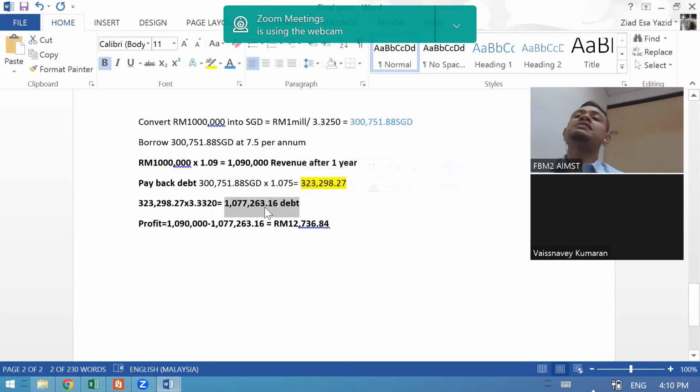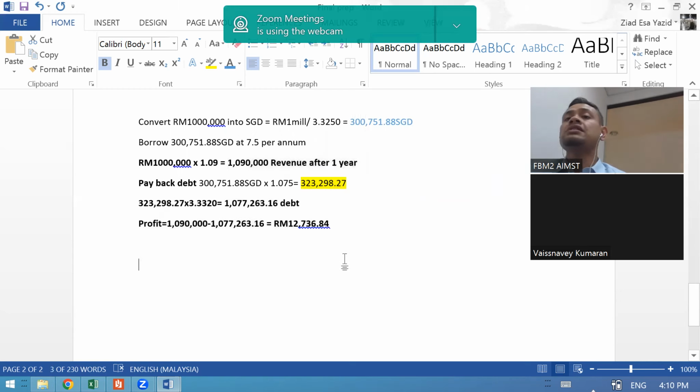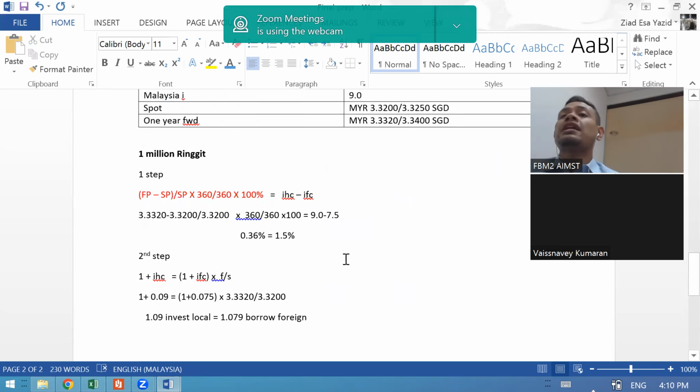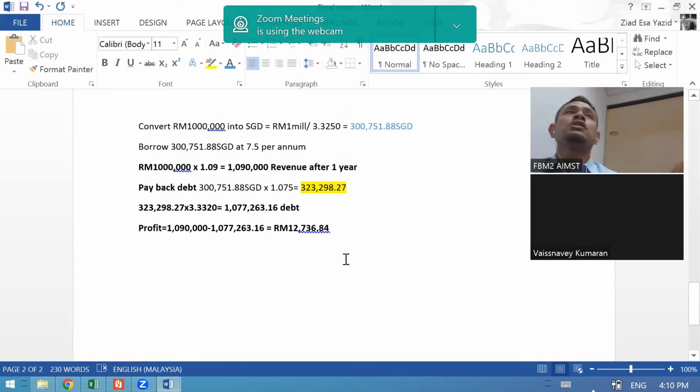So from this debt, you get this revenue, and then here's the profit. The profit is 12,736.84. So this is how you calculate the profit. You need to use some logic. Where you borrow, let's say the currency is another currency, you convert first, then you borrow using the interest rate of the country that you are supposed to borrow from.